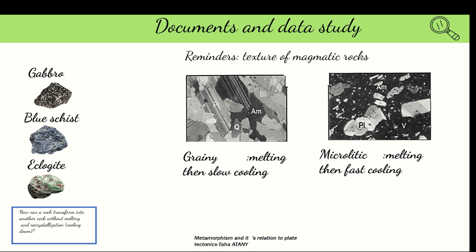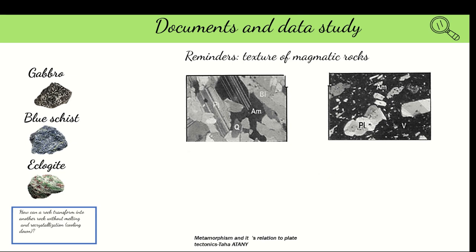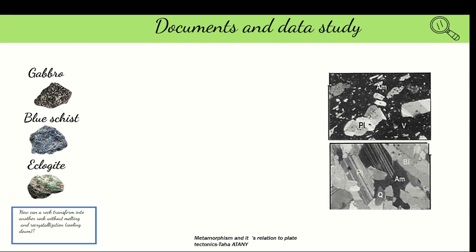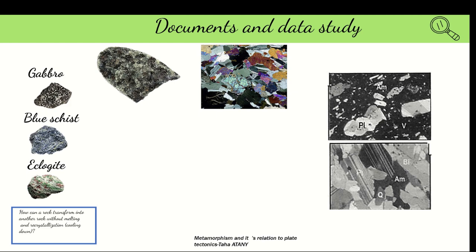What we are going to do now is to compare the texture of the three previous rocks and deduce if there is a melting according to this texture. We start with gabbro. Gabbro has a rugged touch, and we notice, if you observe the texture through a microscope, it's similar to grainy. Random minerals having random shapes and large crystals, and it's grainy.